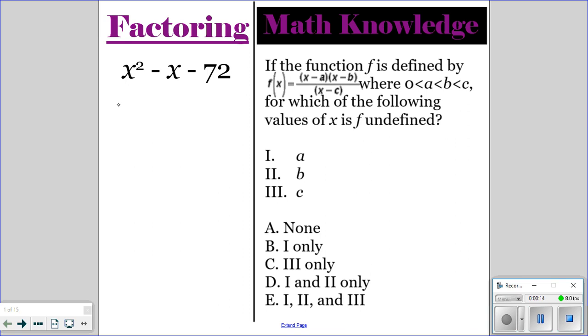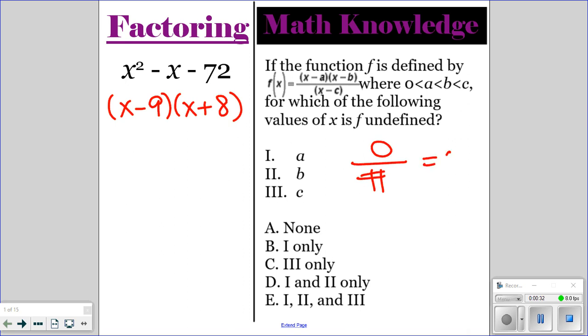So for the factoring, you should have x minus 9 times x plus 8 for your answer. For the math knowledge question, which of these is undefined? You can do 0 divided by a number. That just equals 0. But if you try and do a number divided by 0, that does not exist. It is undefined. It doesn't work.